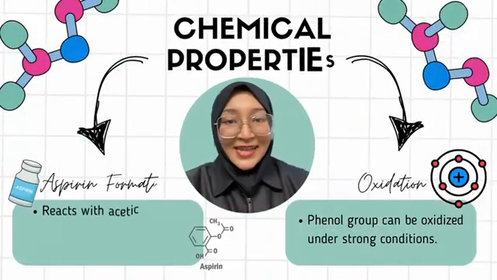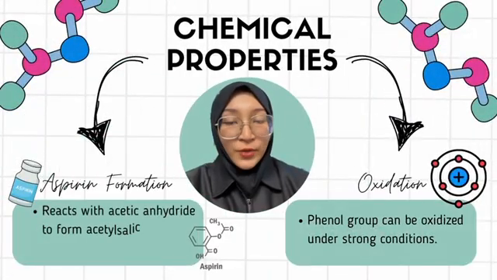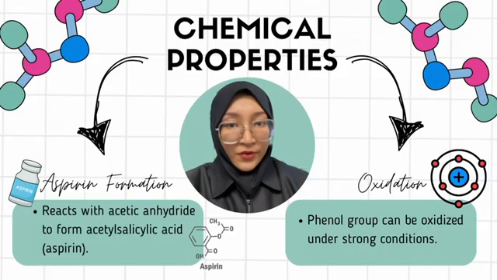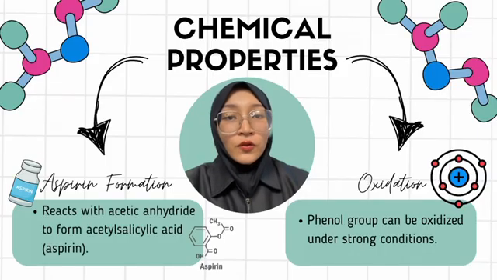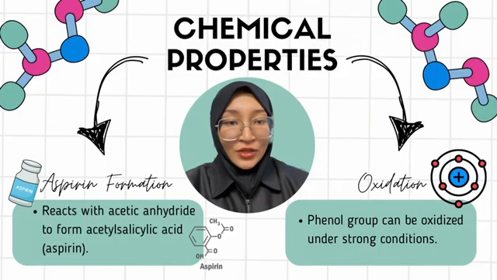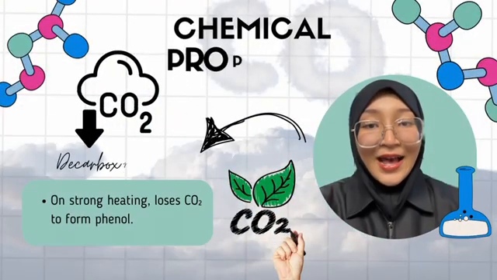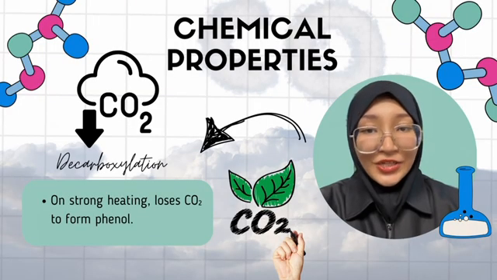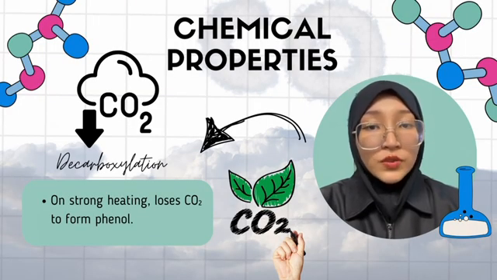Furthermore, salicylic acid is involved in aspirin formation. It reacts with acetic anhydride to form acetylsalicylic acid, which is commonly known as aspirin. Besides that, the phenol group can be oxidized under strong conditions. And lastly, under strong heating, salicylic acid undergoes decarboxylation, where it loses a carbon dioxide molecule and forms phenol.